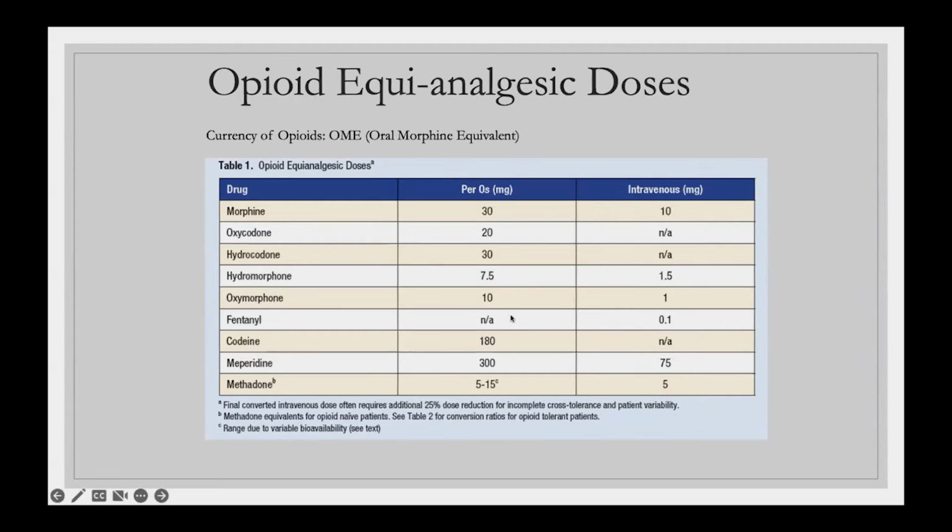Some of these tables, though, will have blanks. This is because it's not going to be in oral form, which is what per os means. Fentanyl is going to be mainly in the intravenous form. So within this same table, you can convert whatever amount of morphine you're on, or whatever amount of any medication, I should say, into the oral morphine equivalents, and then use this table to convert it to the other drug, whether it's going straight down, converting to a different oral drug, or going across the table and converting it to the intravenous form.